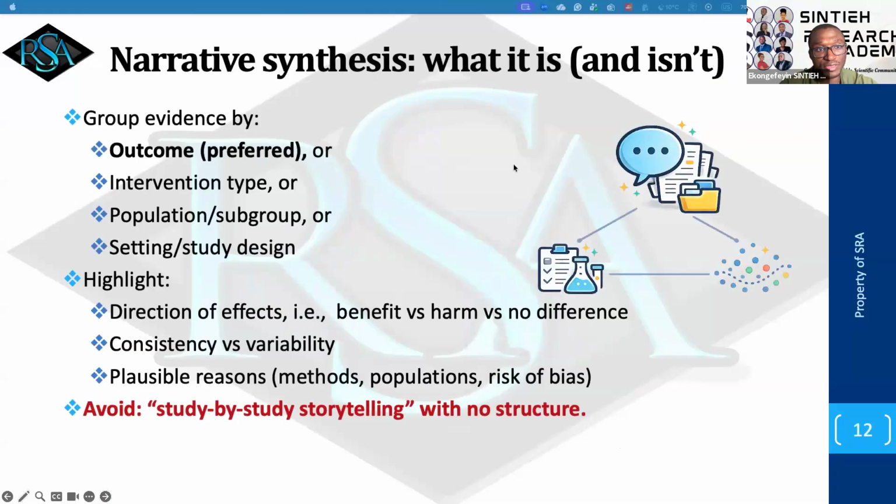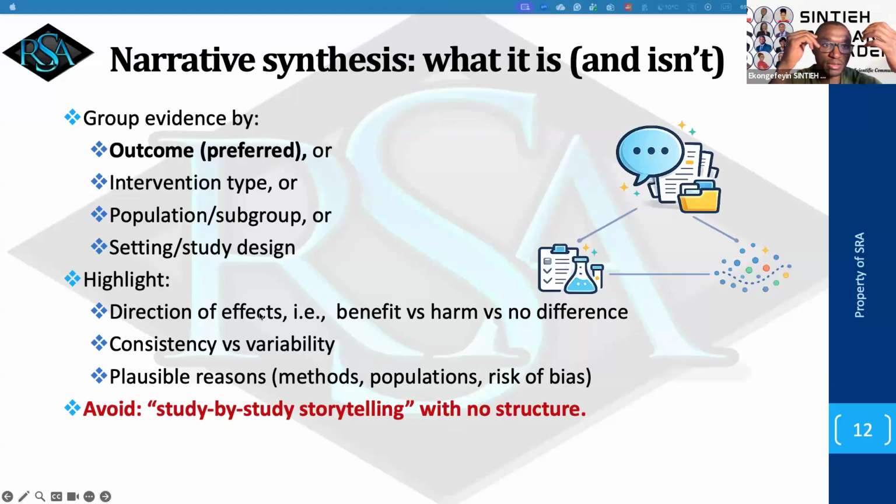So, what is a narrative synthesis? It's not just that you say paper one said this, paper two said this, paper three said this, and you're done. No. You want to group things according to outcome. What did they assess? Or intervention type, or population, or setting. But it's always good to group by outcome because that is what the study was aimed at assessing. And the most important thing is to always highlight if the effect was positive. So, did BMI increase the risk of stroke or not? That's where we talk about the direction of effects.